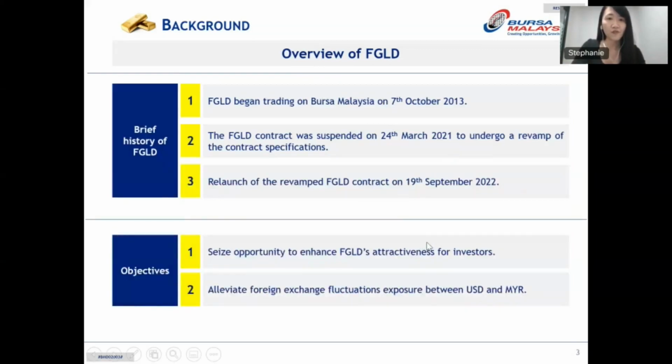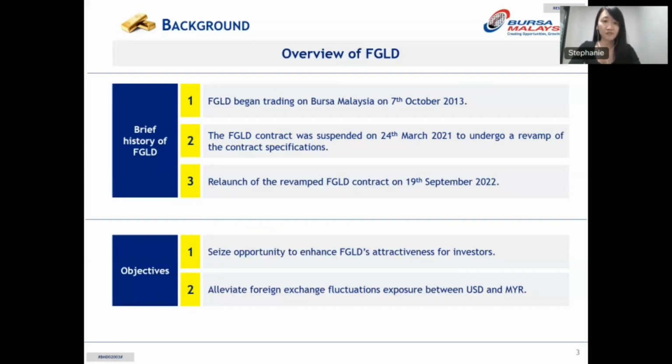Let's have a brief overview of the FGLD contract. As Malaysia's first precious metal futures contract, FGLD began trading on Bursa Malaysia on 7 October 2013. The contract was suspended on the 24th of March 2021 to undergo a revamp of the contract specifications. We're happy to announce that the revamped FGLD contract will be relaunched this month on the 19th of September.